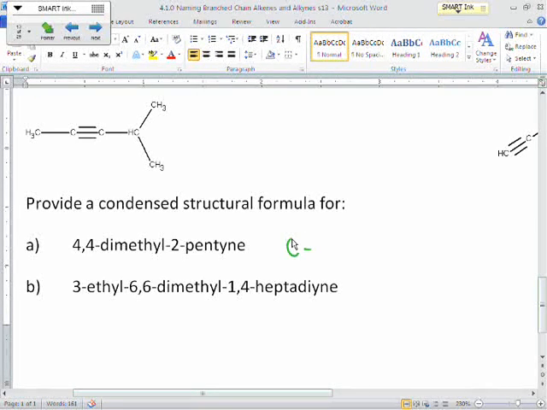So penta, 1, 2, 3, 4, 5. It's a 2-ine, so there's my triple bond. And I'm not very good at this on the computer, but it's okay. And I need a 4,4-dimethyl. 1, 2, 3, 4. CH3. CH3. And then load with H's. This is an H3. That's got 4 bonds. That's got 4 bonds. That's got 4 bonds. H3.